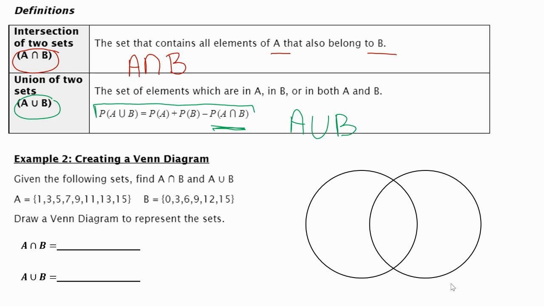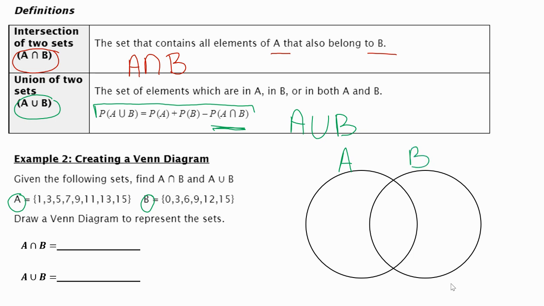So for example, example 2, just simply creating a Venn diagram. This is similar to how you would use a Venn diagram for like an English or a social studies class. And we're given these 2 sets of numbers, set A and set B. For this Venn diagram, we might want to label it out. So maybe the one on the left, I would call that A. And then the one on the right, maybe I'll call that one B.